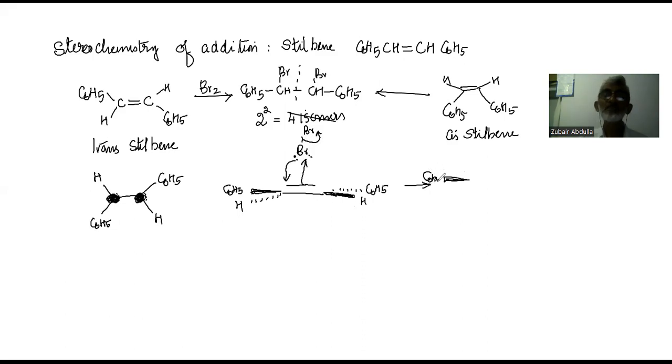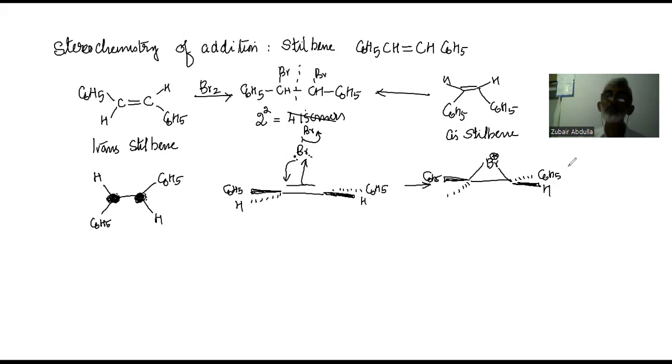C6H5. You can see C6H5 is on the back side. H is to the front. And now remember this bromine is in the plane of the board. And now see this is from a dative bond. Therefore, this Br will attain a positive charge.